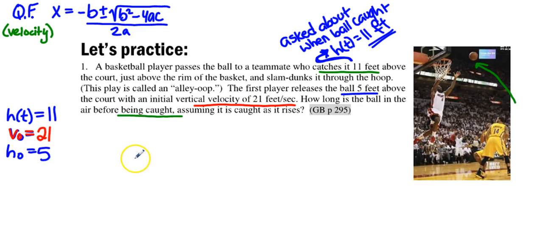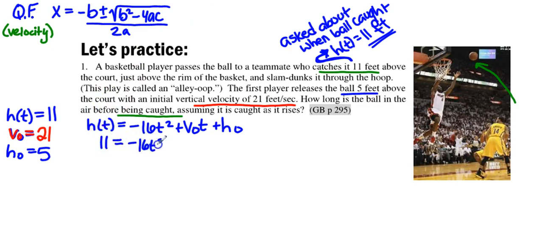This is what I need to build my model. So let's write the general model first. H of t equals negative 16t squared plus v naught t plus h naught. Now let's fill it in. So I know h of t is 11 because that came from the question. Negative 16t squared stays. Velocity is 21, so now I've got 21t plus 5. A side note about writing a t, make sure you put a little tail on the end, otherwise that'll look like 2 plus signs side by side, and that could be confusing.